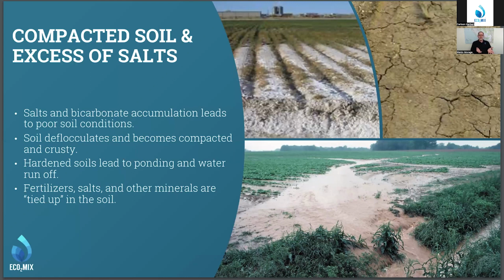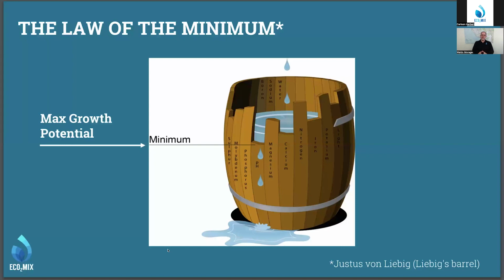Other issues are the excess of salts and soil compaction. Soil deflocculates and becomes compacted and crusty, increasing water runoff. Nutrients and salt are tied up in the soil, and they are unavailable for the plant. This last statement brings us to Justus von Liebig's law of the minimum.